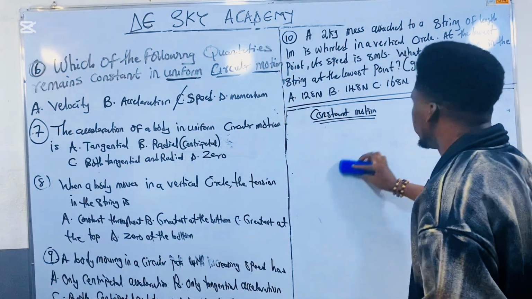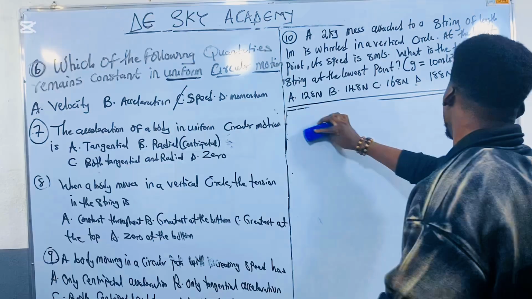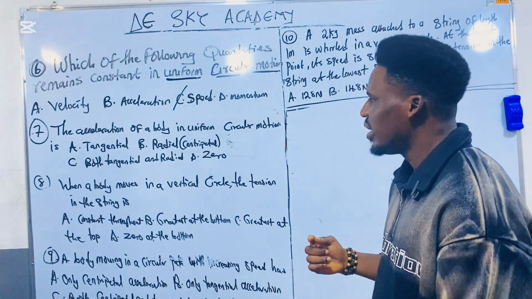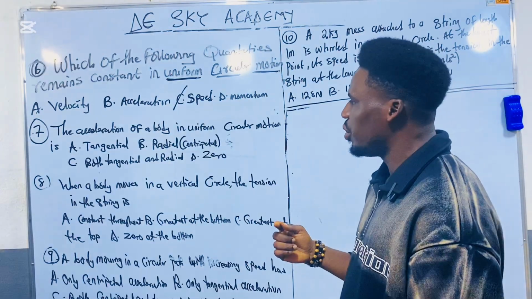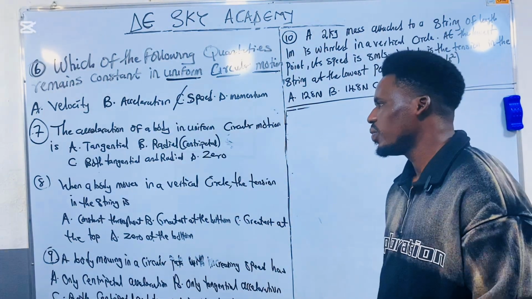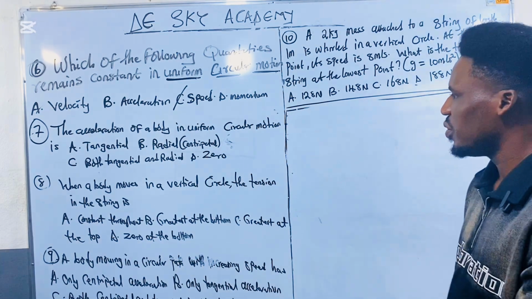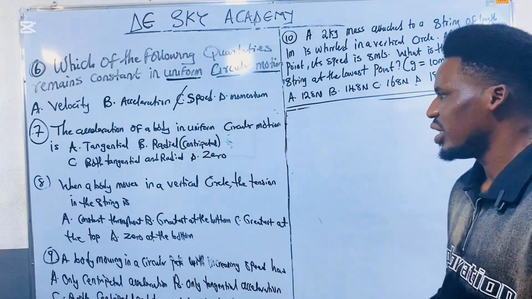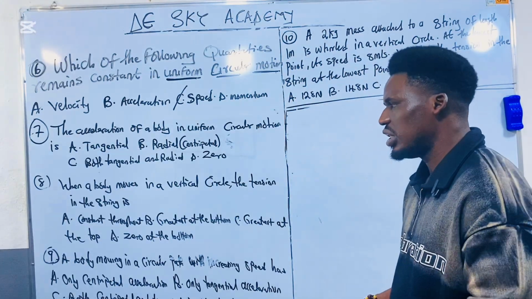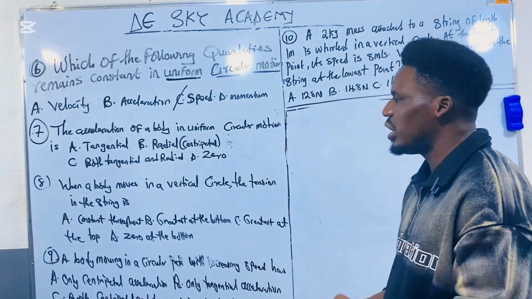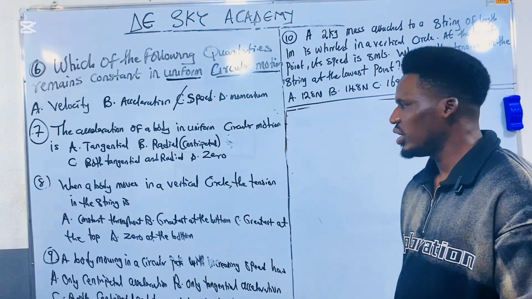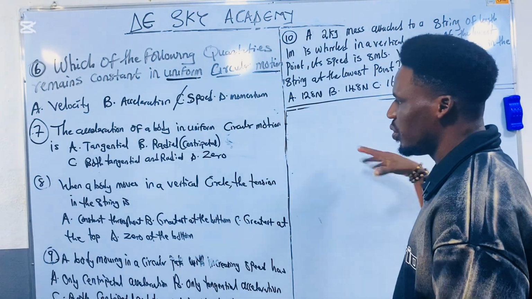Question number 7. What do we have? We have that the acceleration of a body in uniform circular motion is dash. The acceleration of a body in uniform circular motion is that. Option A, tangential. Option B, radial, which is centripetal. Option C, both tangential and radial. Option D, 0. Thank God we are able to do what we call uniform circular motion.